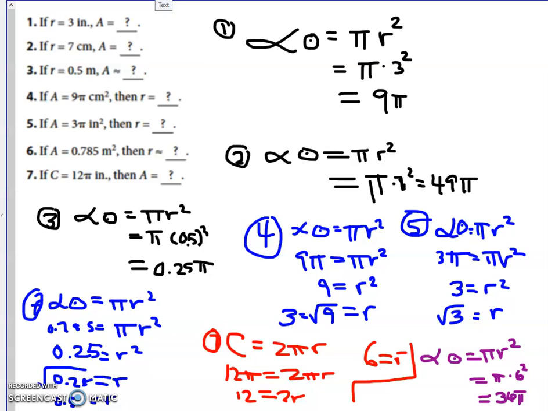So hopefully if there was any problem you couldn't figure out, my explanation of how to come up with the answer helps shed some light on the problem.